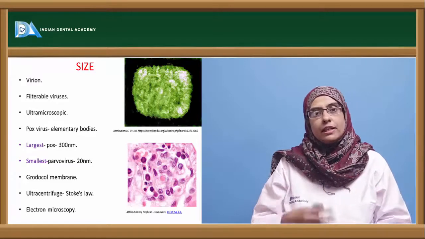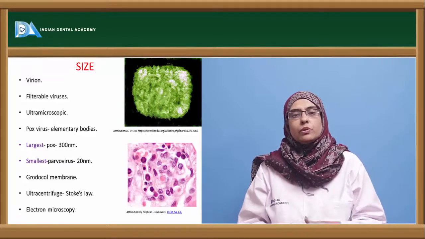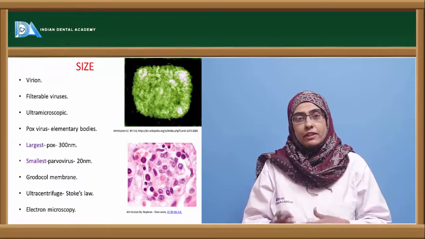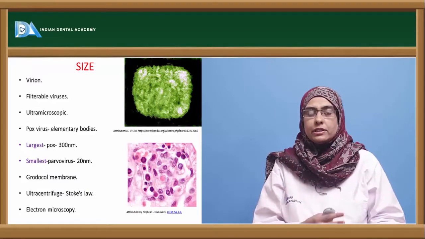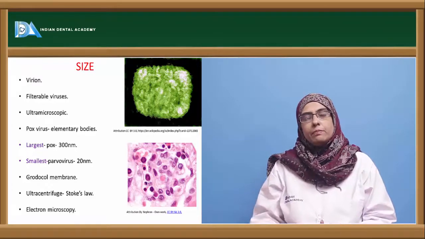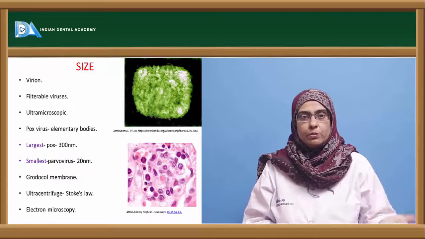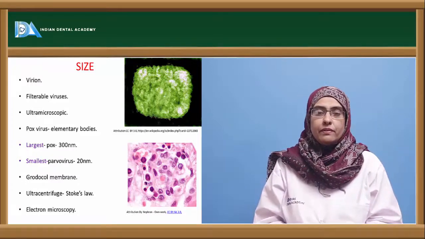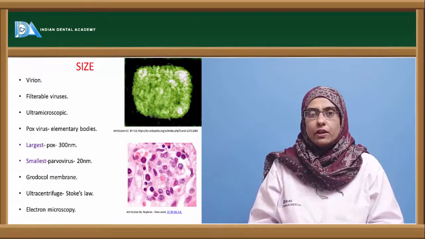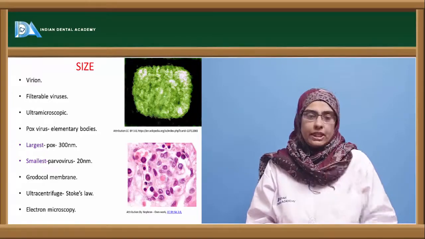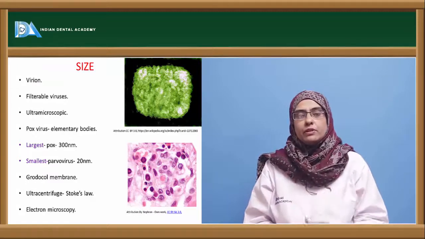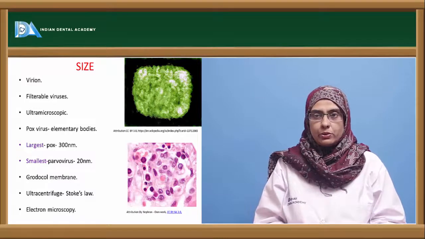Later on, many techniques were developed to identify the size of viruses, the most common being the ultracentrifuge, where the rate of sedimentation of the viruses is calculated with the help of Stokes' law. And the recent development in the field of microscopy is electron microscopy, with the help of which we can see not only the size of the organism but also its shape, by using different types of staining techniques. Mostly negative staining is used to identify the shape of this organism under the electron microscope.